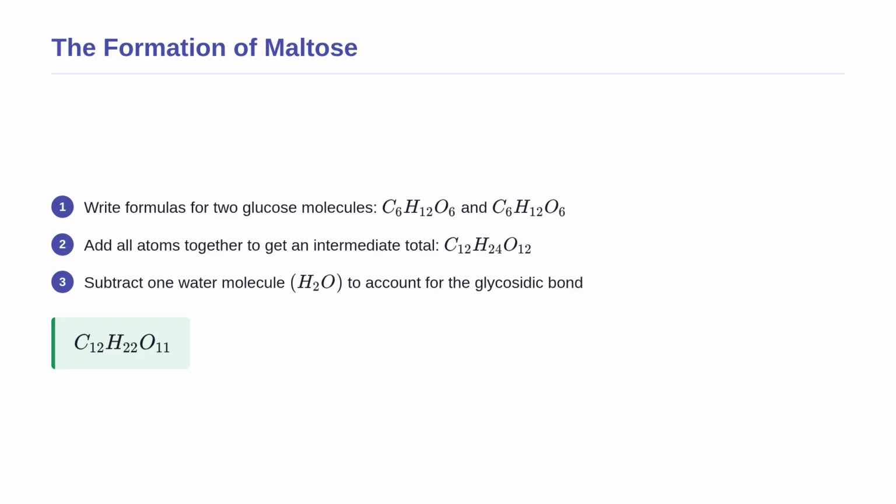Because a glycosidic bond is formed, we must subtract 1 molecule of water, which is 2 hydrogens and 1 oxygen. This leaves us with the final, stable chemical formula for maltose, which is C12H22O11.